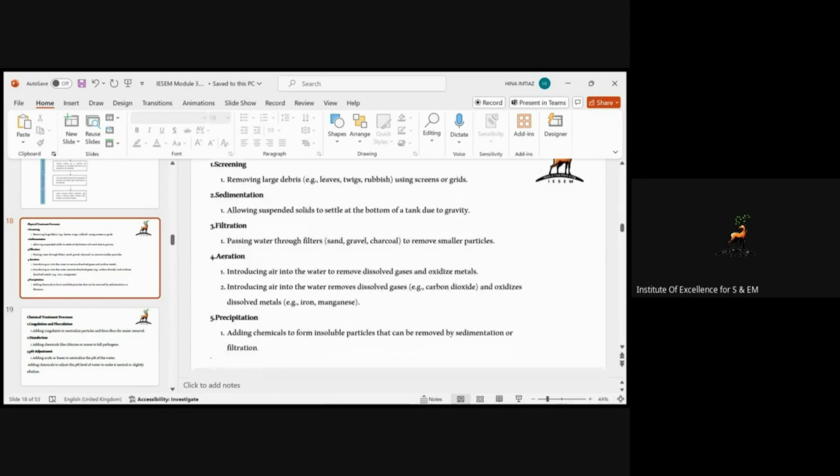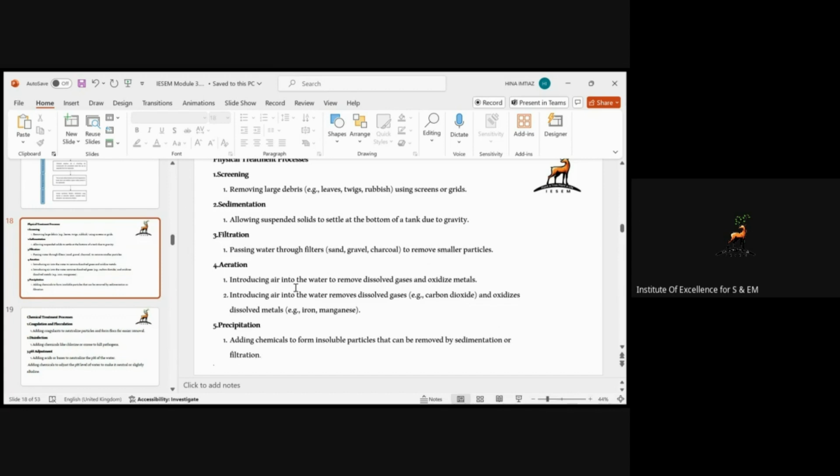The next step is aeration. It is basically introducing air into the water to remove dissolved gases and oxidize metals. When you are introducing the air, that basically removes the dissolved gases. So aeration is a very important step that can even remove dissolved toxic gases, including carbon dioxide, and that air can oxidize dissolved metals, for example, iron and manganese.